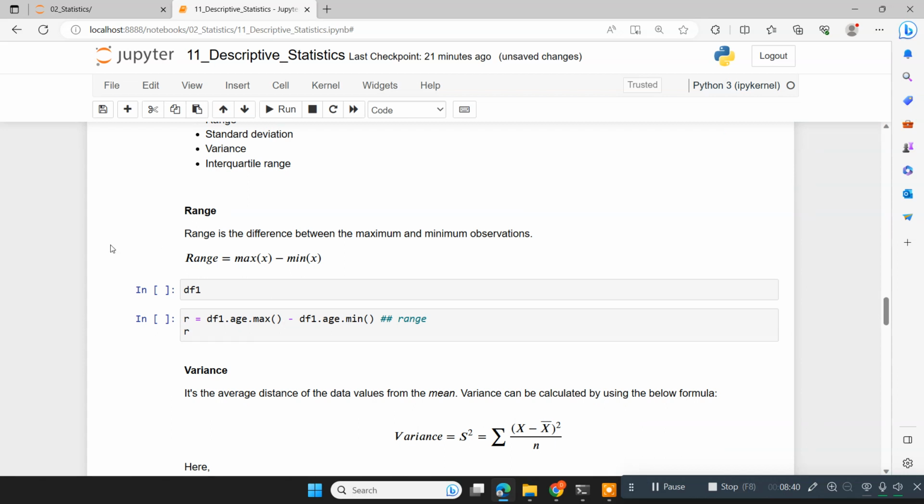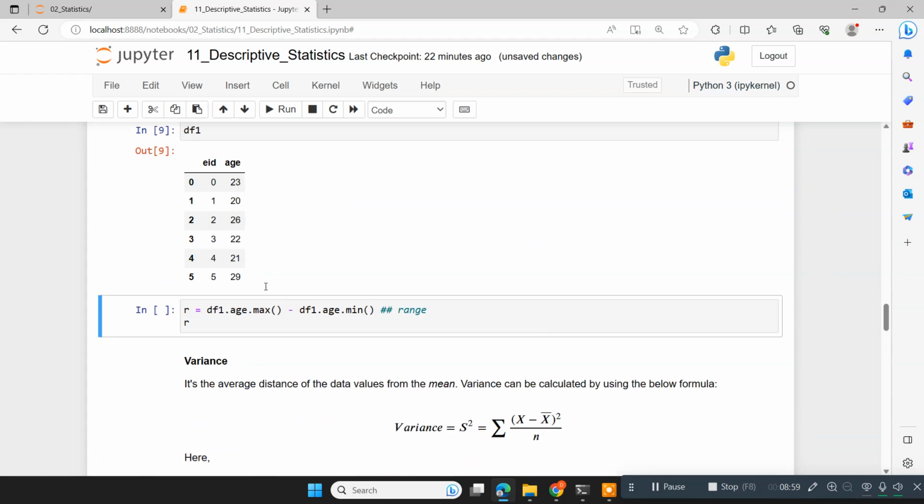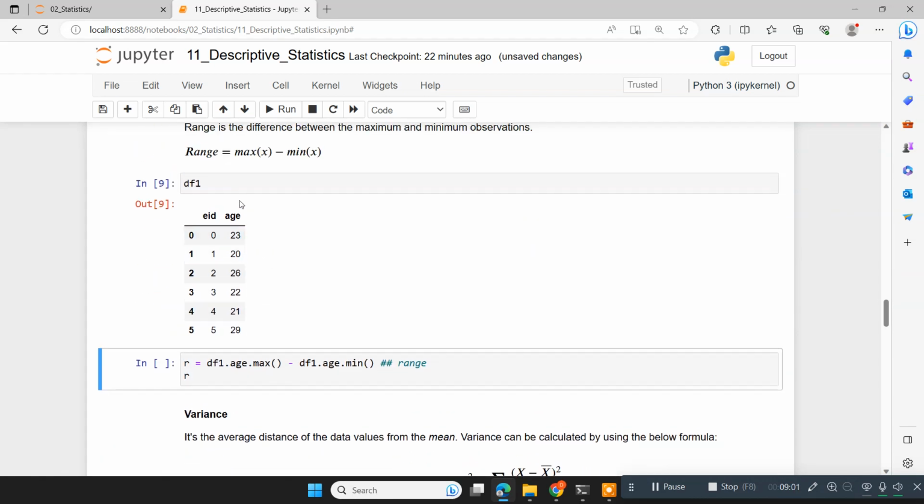Range means the difference between the maximum value and minimum value. Here we don't have a predefined method, so we need to calculate it manually. So range is equal to max of x, where x is your data, minus min of x. I'm displaying the data frame again. Under this, you see what the minimum value is. We already got to know 20, and the maximum value is 29. So we need to calculate manually.